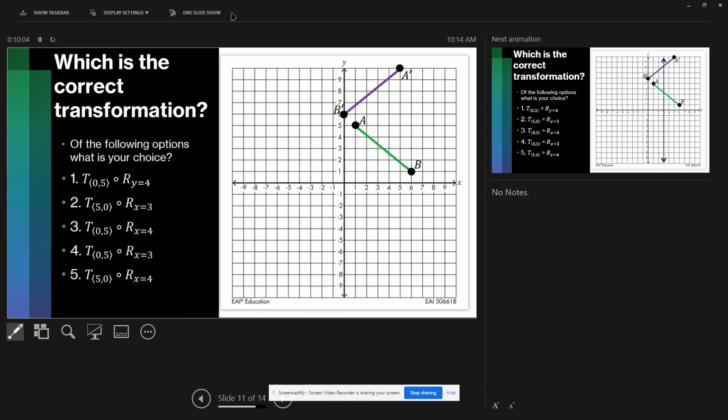Welcome back. So if you're looking at this, notice that these two flip sides. A needs to flip over, but A stays on top. So that tells us we have a line of reflection around here somewhere. It's going to be at x equals something. So we can eliminate right now, we can just say we don't need this one because it says y is equal to 4. So now we need to figure out which one of these actually fits the bill.